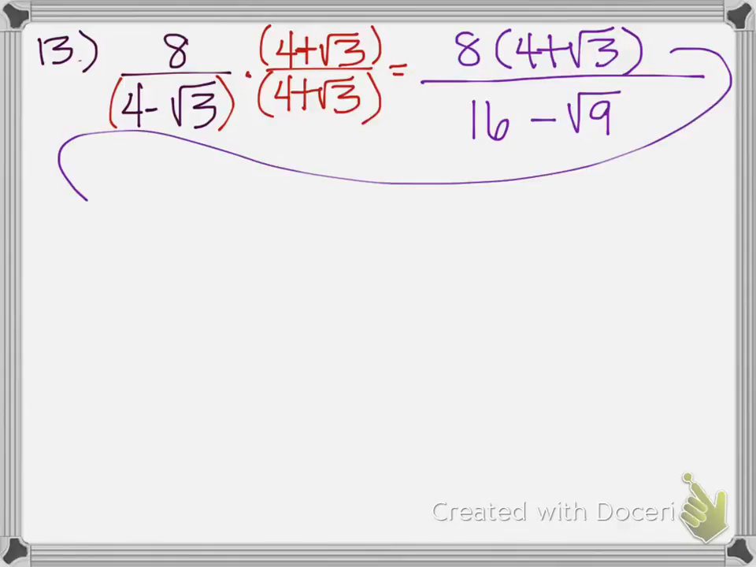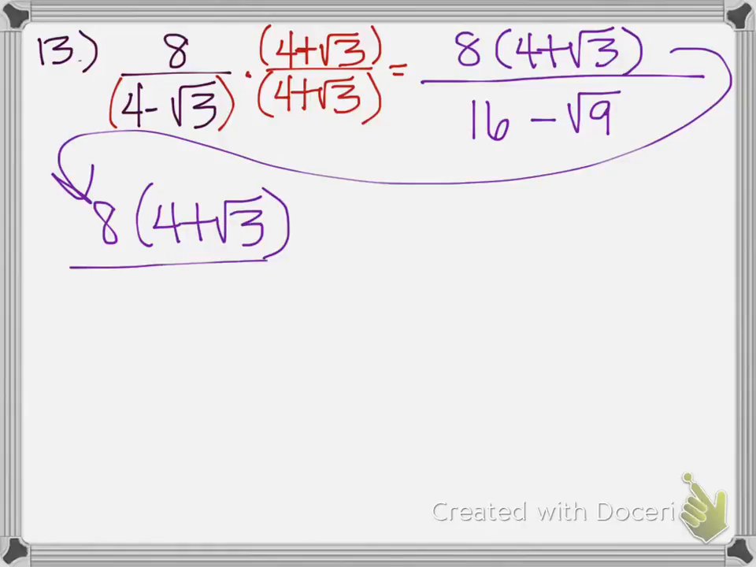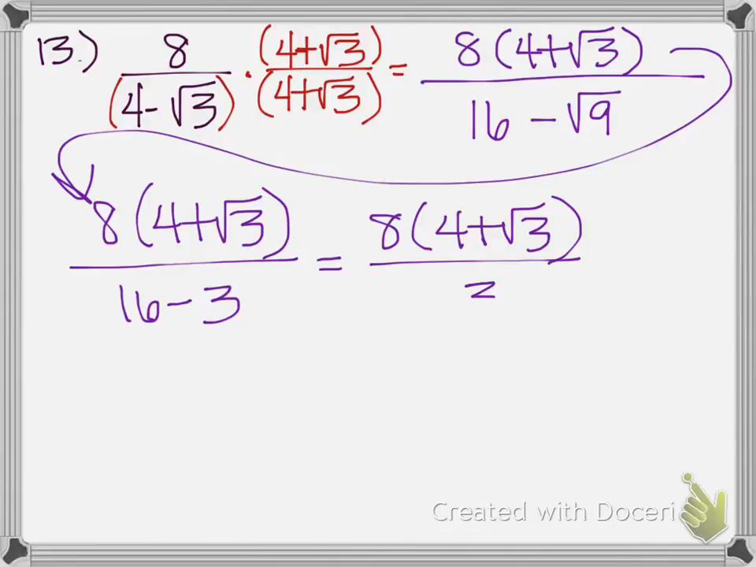So now that's going to leave me, I'm still going to leave the top factored. And on the bottom, I'm going to have 16 minus the square root of 9, which is actually 3. So now 8 times (4 plus square root 3) all over 13. Now this is not an i problem, so you don't have to worry about a plus bi form. I think my math lab will actually take this as a final answer.